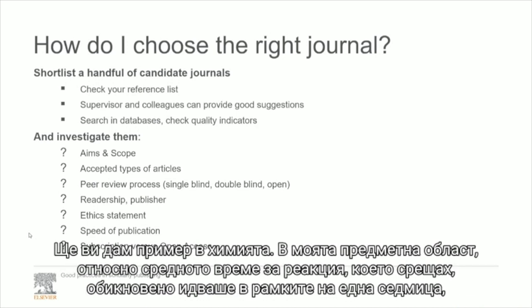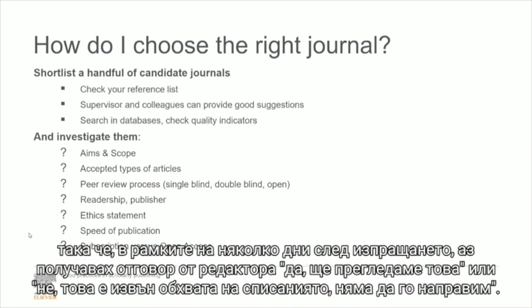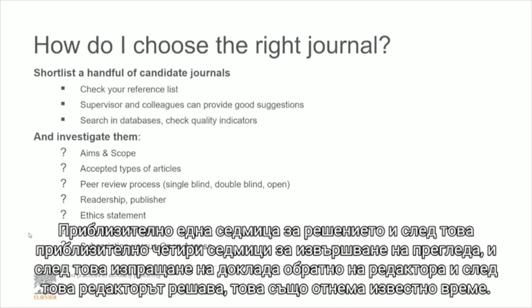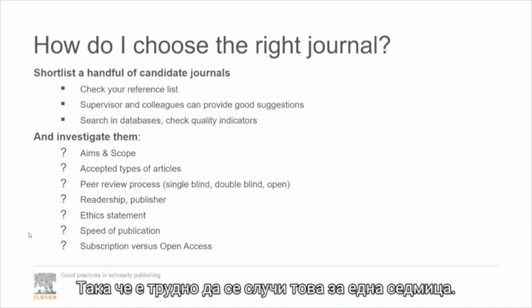I'll give you an example in chemistry. In my field, the average response time that I've encountered, the first response from the editor, usually came within 1 week. So within a few days from submission, we have an answer from the editor: yes, we will review that, or no, it's out of range and scope, we will not do that. Then the reviewers are given some time to think whether they want to review or not, approximately 1 week for the decision, and then approximately 4 weeks to do the review and send it back to the editor, and then the editor takes time as well. So it's difficult to make this happen in 1 week.